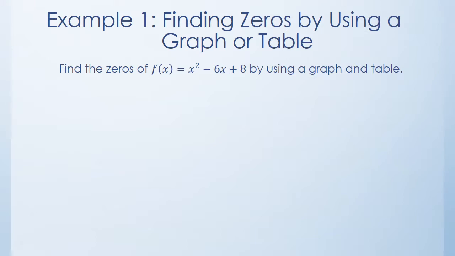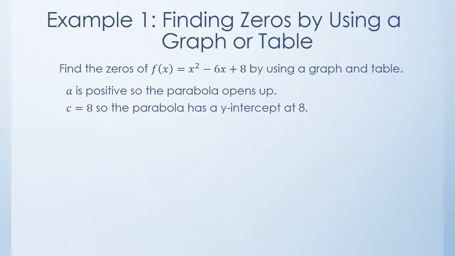All right, so we're going to find the zeros of f of x, that is x squared minus 6x plus 8, by using a graph and a table. So first, we know a is positive, so the parabola opens up because there's a 1. Since c equals 8, we know that the parabola has a y-intercept at 8.